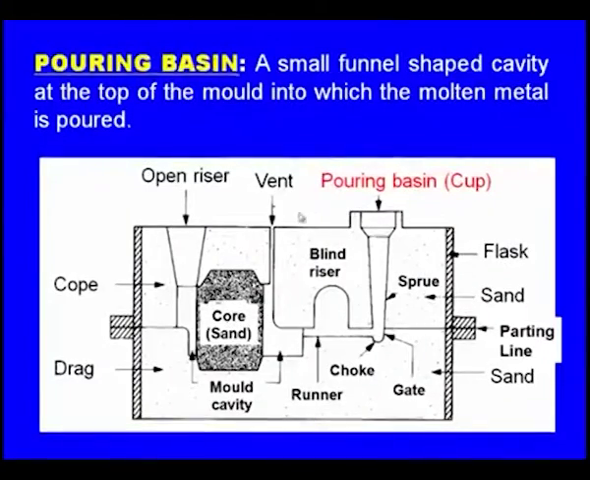So here that is the pouring basin or the pouring cup. Here you can see this vertical passage of the molten metal is narrow, but this is the entrance. This entrance is wide. This is known as the pouring basin or the pouring cup. So it is a small funnel shaped cavity at the top of the mould into which the molten metal is poured.